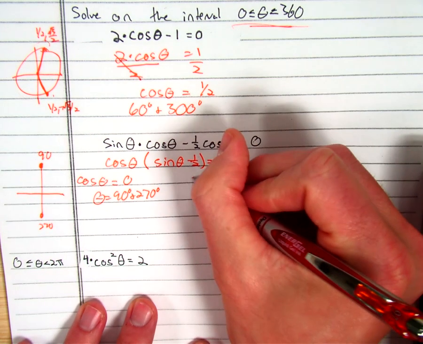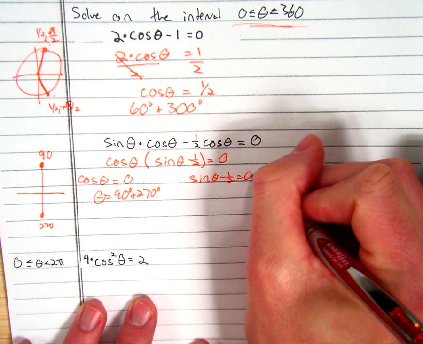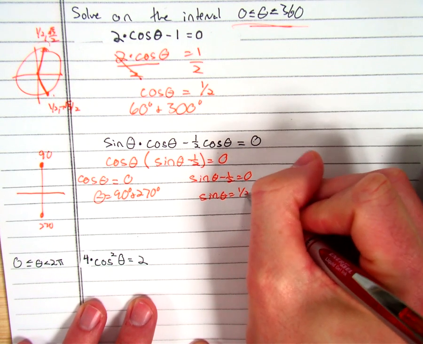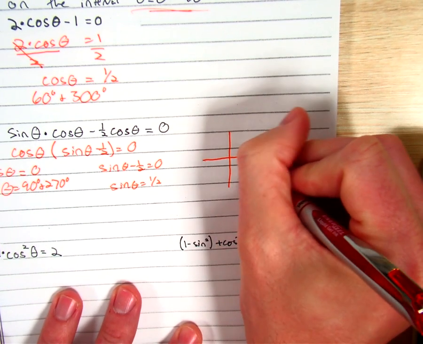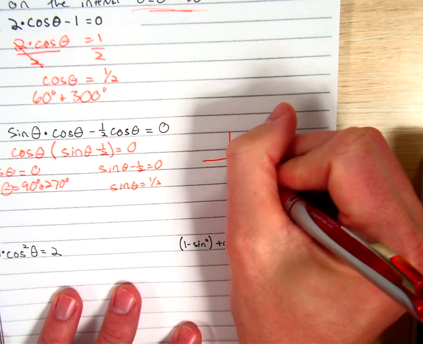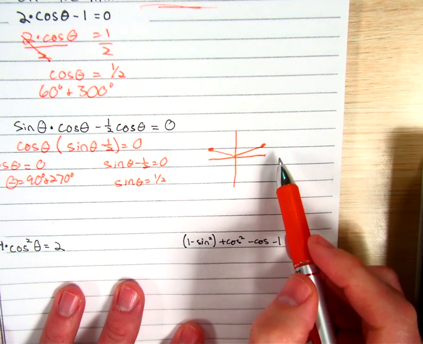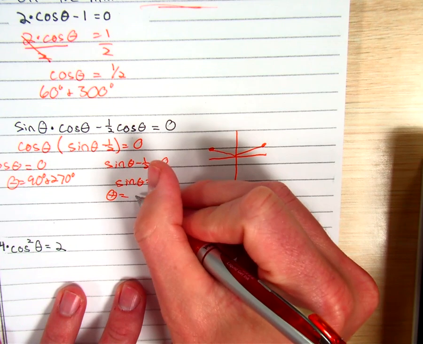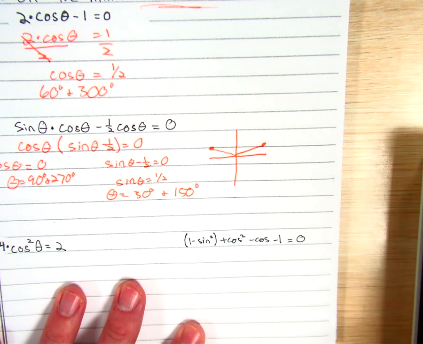Where does sine theta minus 1/2 equal 0? AKA, where does sine theta equal 1/2? Okay, where would sine equal 1/2? Remember, sine is your y-coordinate, so positive 1/2. We're not up very far. There and there. That would be on our unit circle 30 degrees and 150 degrees.